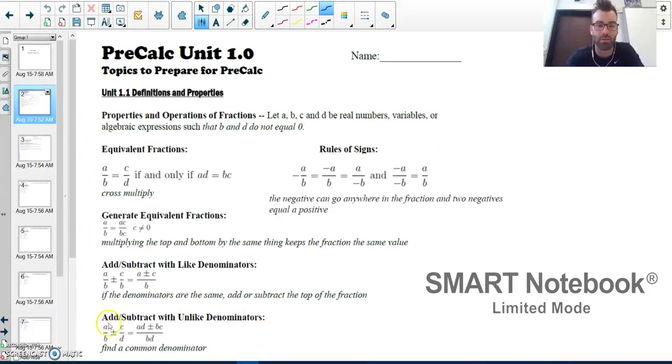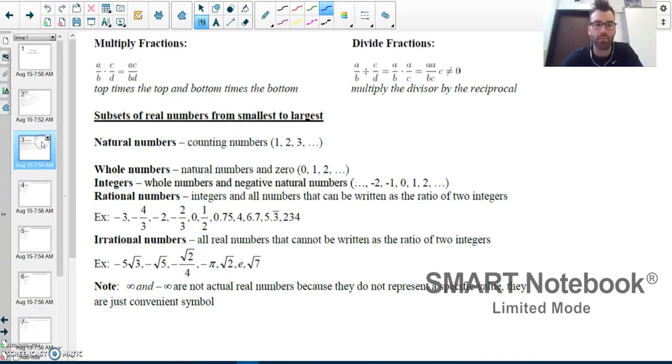Adding and subtracting fractions with unlike denominators, adding and subtracting fractions with like denominators, equivalent fractions, rules of signs, or things you've seen before in your geometry classes, and advanced algebra or what have you. We talked about multiplying fractions, we talked about dividing fractions. So this is kind of what we're going to talk about today: natural numbers, whole numbers, integers, rational numbers, irrational numbers, and at the end we'll wrap it up with real numbers. All right, so let's flip it.